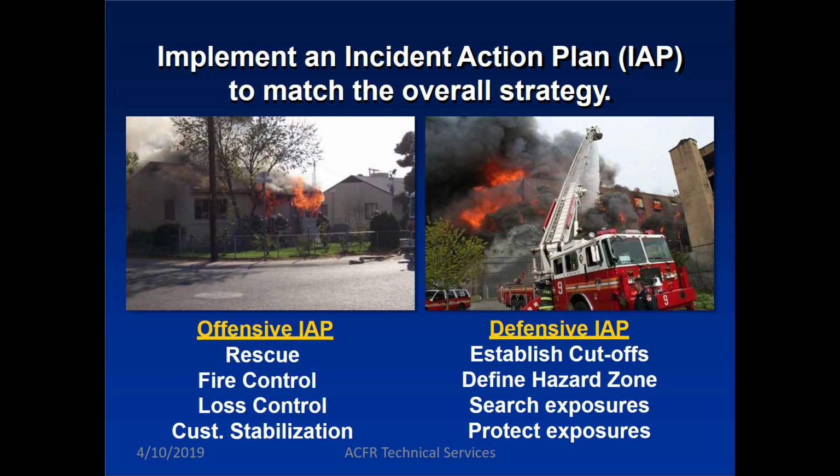Or if we get to this defensive incident action plan, like the picture you see on the right, we're going to have to establish possible cutoffs. At what point do we cut our losses and say, okay, we're going to give up this building, and this is where we're going to make our stand? We have to define that hazard zone of where we're going defensive. We may go offensive in one portion of a strip mall, but defensive on the other end. So there's things like that. How do we search the exposures and how do we protect those exposures? It's a different incident action plan for that defensive strategy than if we were in that offensive strategy.